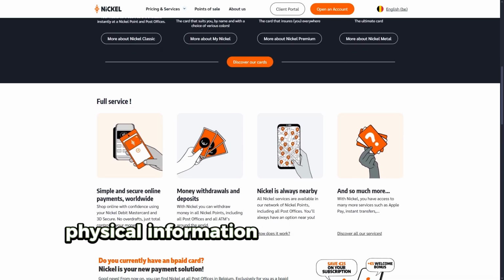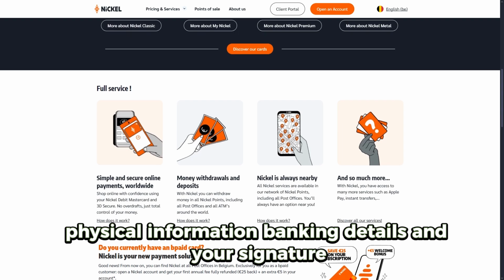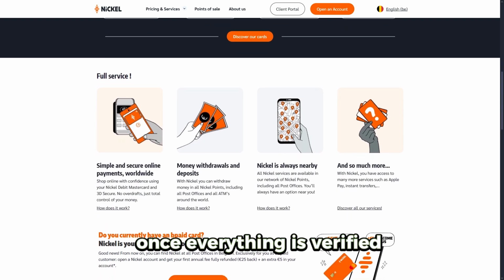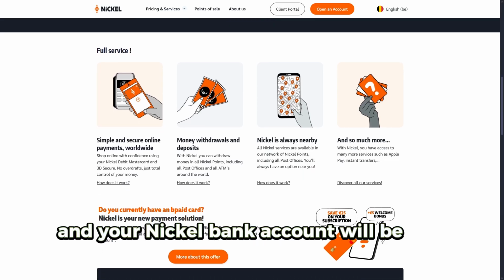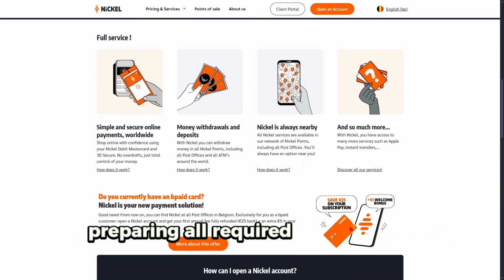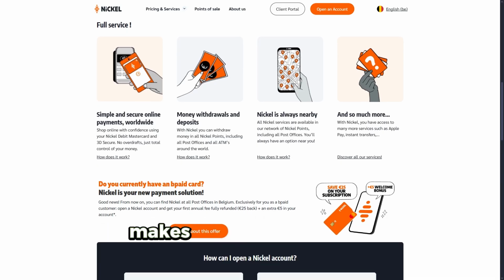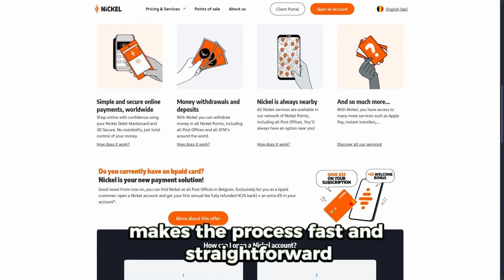fiscal information, banking details, and your signature. Once everything is verified, finalize the registration and your Nickel Bank account will be ready to use. Preparing all required documents in advance makes the process fast and straightforward.